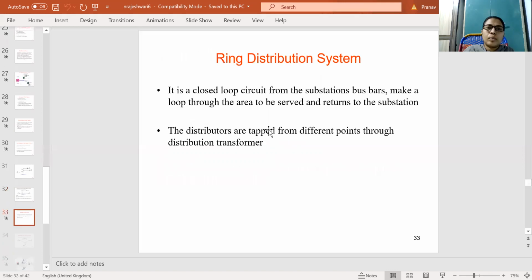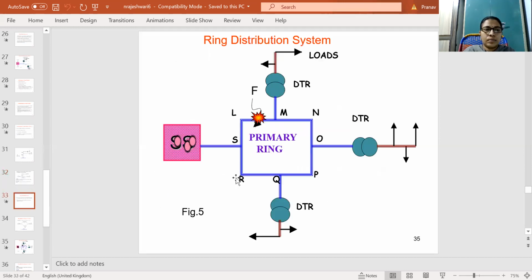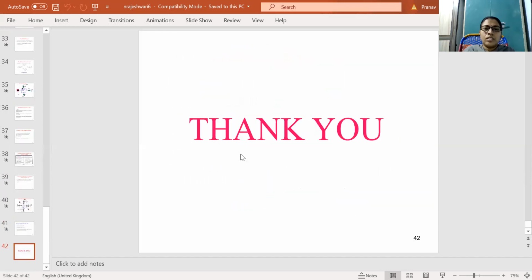So this is all about the radial distribution systems. In the next class, we will discuss the ring main systems and other classifications of systems. Thank you.